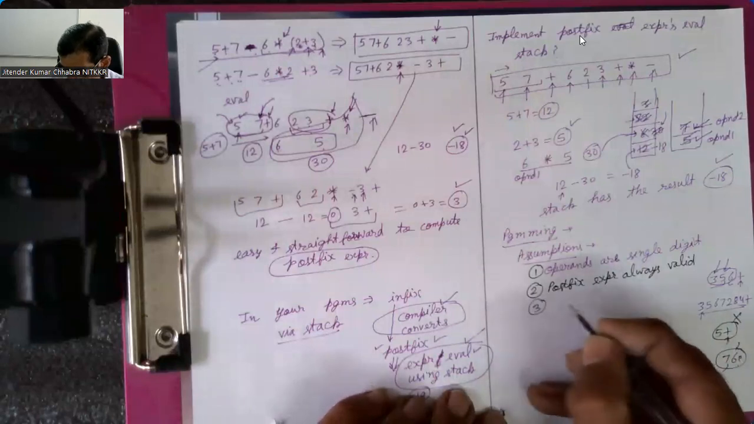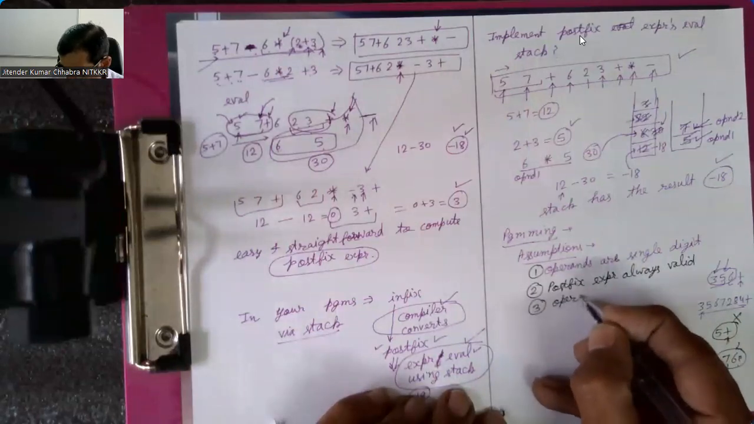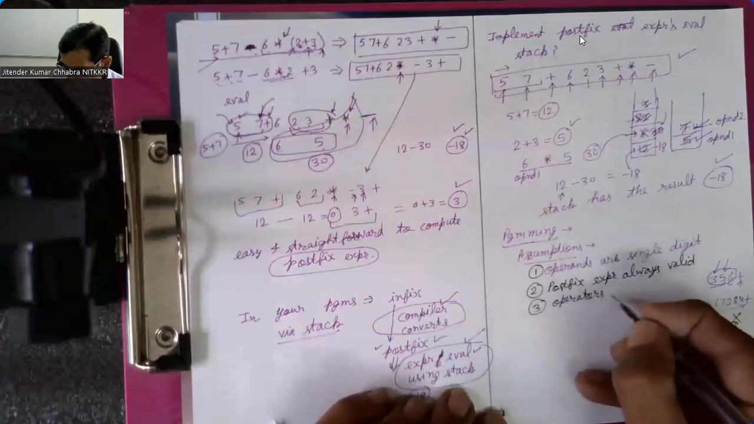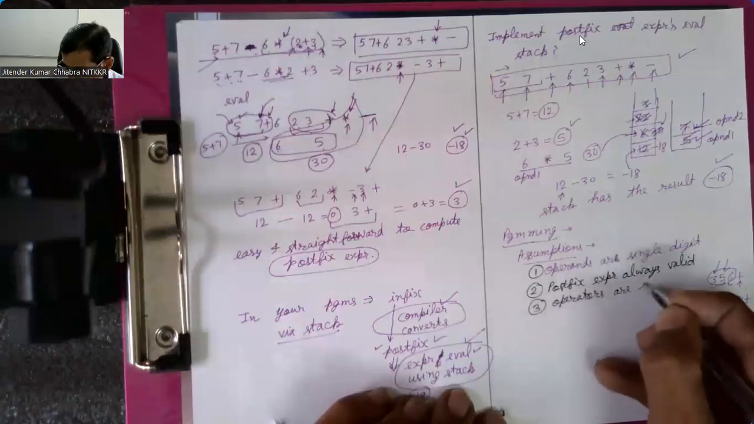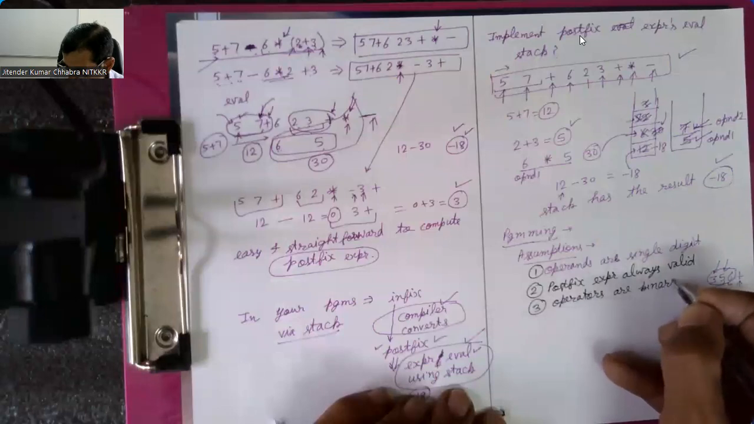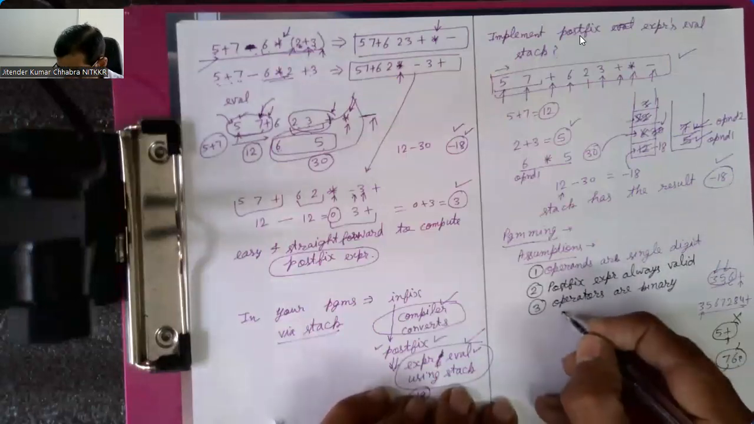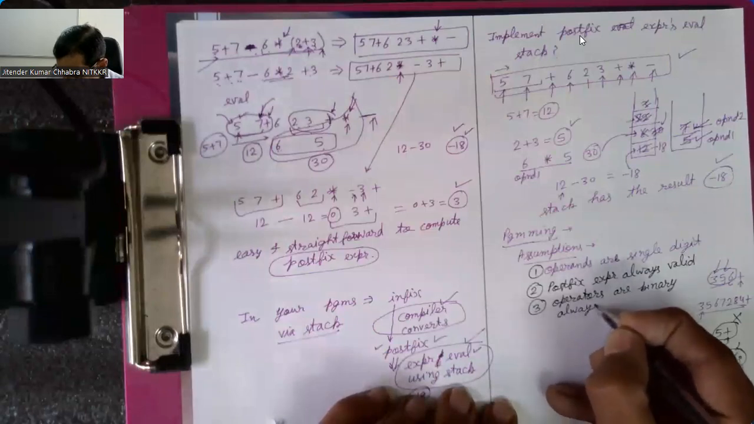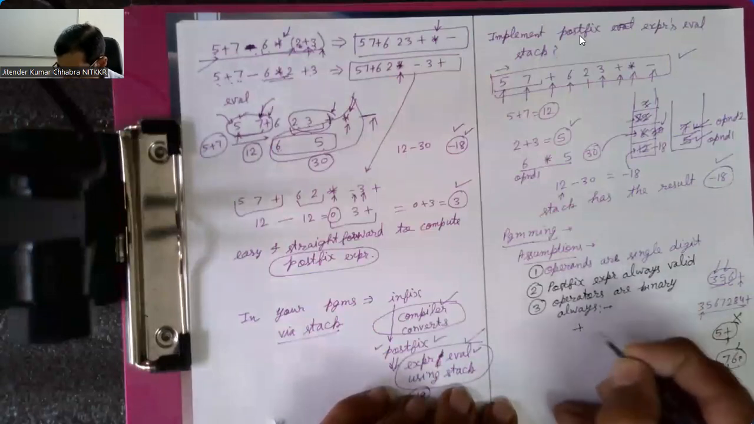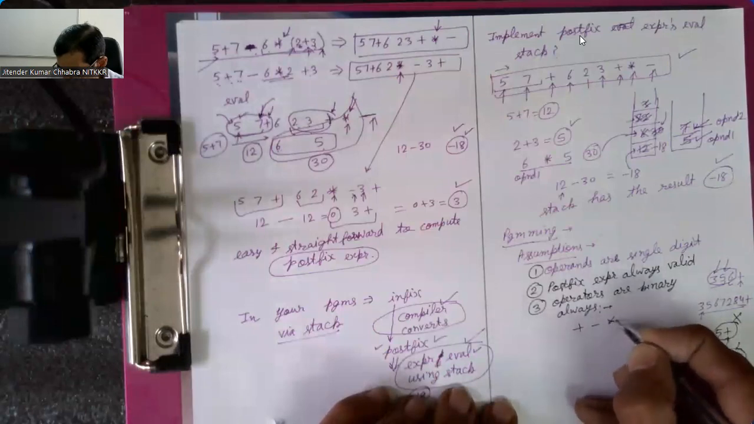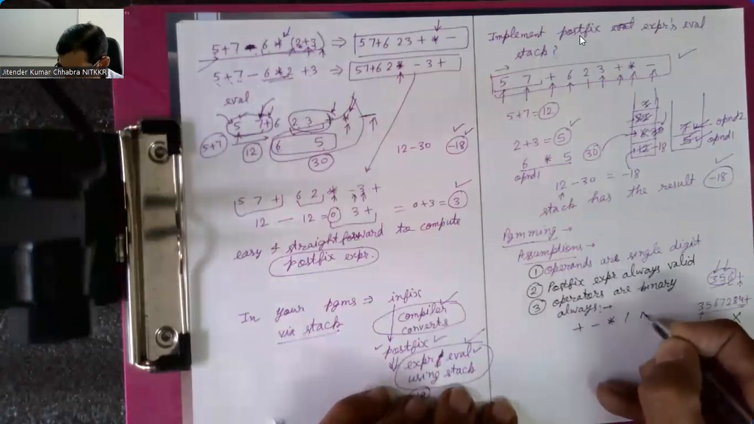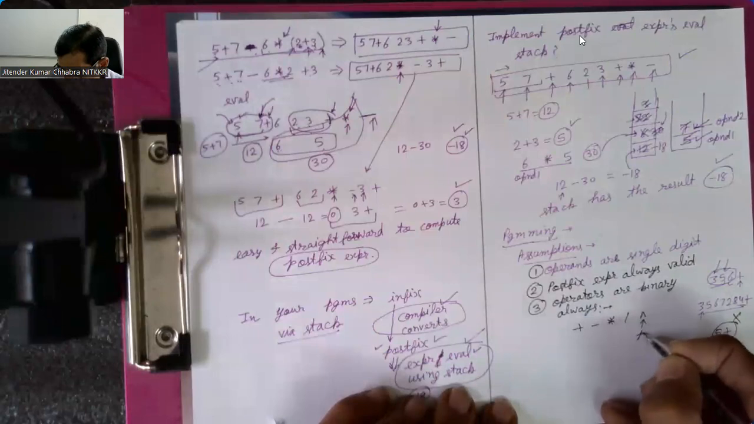Then the third assumption: the operators which I'm going to use, I define precisely. Let's assume binary operators are being discussed, because in that case exactly 2 operands are always needed. So operators are always binary, and the operators being used are plus, minus, star, slash, and the power symbol, cap.